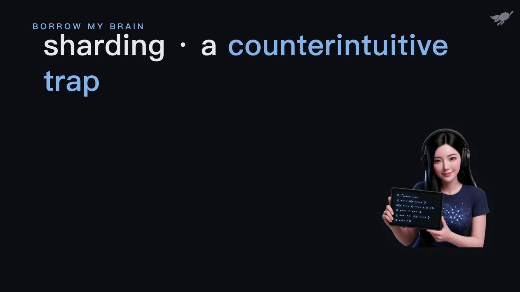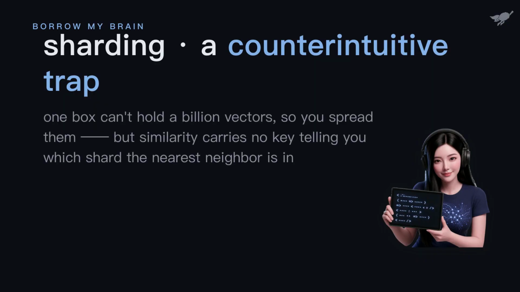Second part, sharding. One machine can't hold 1 billion vectors, not enough memory, so you spread them across many machines. But there's a counterintuitive trap here. With an ordinary key-value store, you shard by routing each request to the one machine by its key, because you know which shard the key is on. Vectors don't work that way. The nearest neighbor could land in any shard, and you don't have a key that tells you where it is. Similarity can't be carved up by key. So sharding vectors leaves you only one option: scatter, then gather.